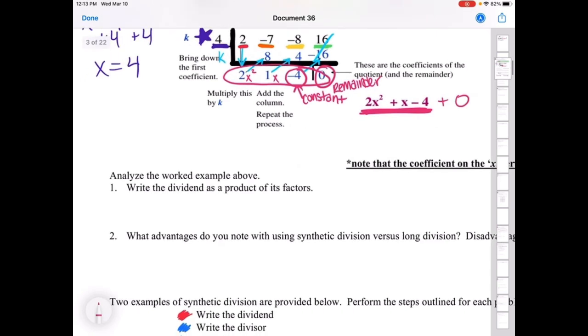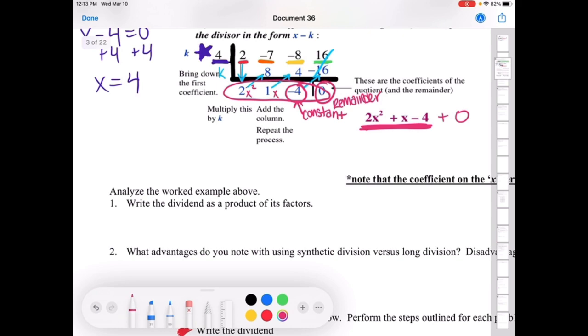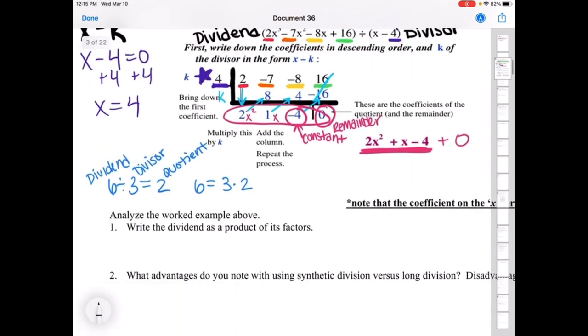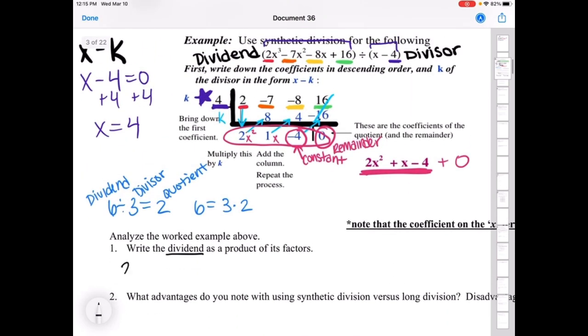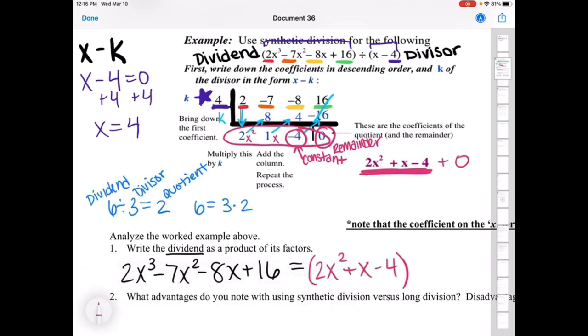Now it asks to write the dividend as a product of its factors. The word product means you're multiplying. My dividend is the polynomial I started with. So this is going to be equal to the product, which is multiplication, of my quotient, which is 2x squared plus x minus 4, multiplied by my divisor, which is x minus 4.